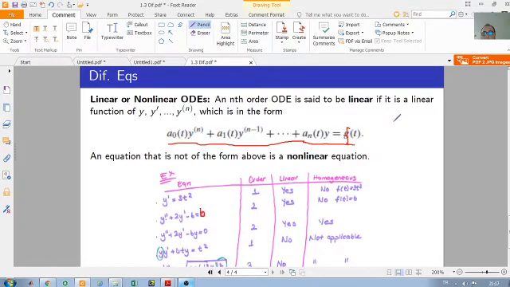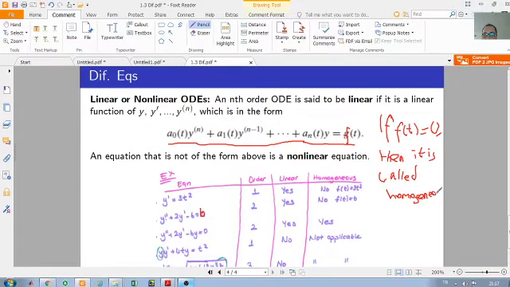And we also have another special case for linear differential equations: if the right hand side, namely f of t, is equal to 0 in the general form of a linear ordinary differential equation, then it has a special name, which is called a homogeneous differential equation.